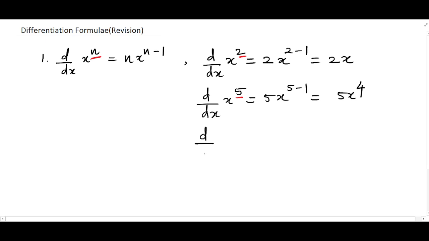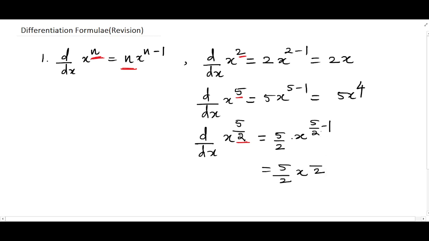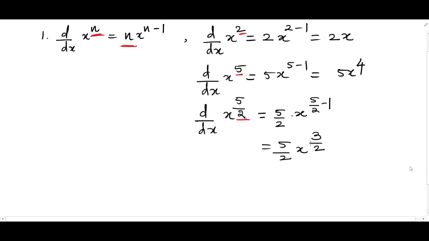So one more example we'll take with a fraction as a power. If I take x to the power 5 by 2, its derivative becomes, again comparing with this formula, here n is 5 by 2. So we write n into x to the power n minus 1, which is 5 by 2 into x to the power 5 by 2 minus 1, which gives, after simplification, x to the power, here 2 is the LCM, 5 minus 2 is 3 by 2. So in this way we can use this basic definition of differentiation.